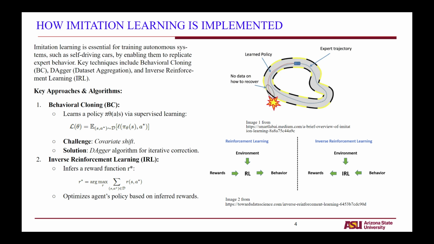As we can see from the illustrations on the right, BC relies heavily on mimicking the expert behavior directly, which may fail in unexpected situations, while IRL learns the underlying goals, leading to more flexible behavior.